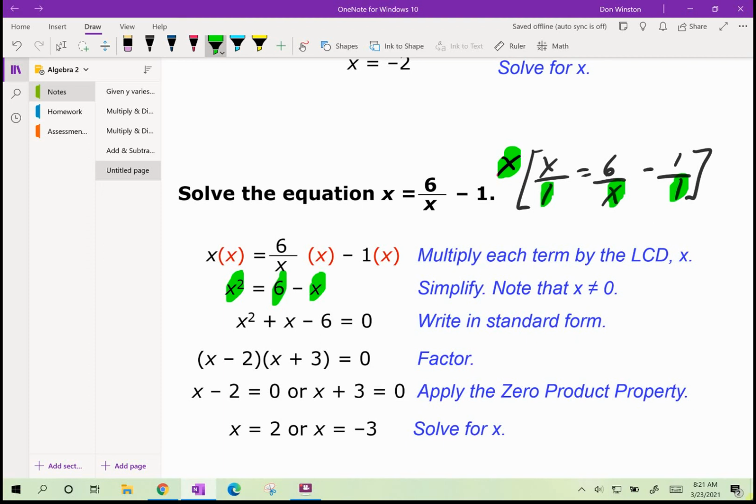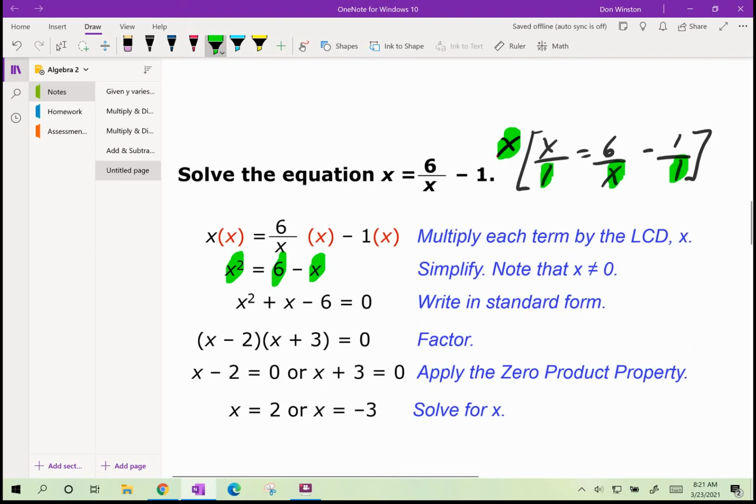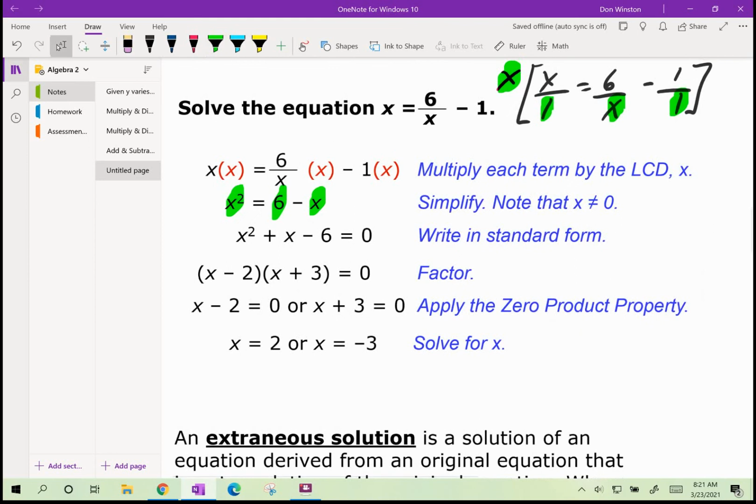Okay, and then let's see here, I'll subtract the 6 and add the x. Keep the x squared positive. We don't want to make that negative, so I'll subtract 6 and add the x, and I'll get x squared plus x minus 6, which factors into x minus 2 times x plus 3. So my zeros are 2 or negative 3. Final answer.